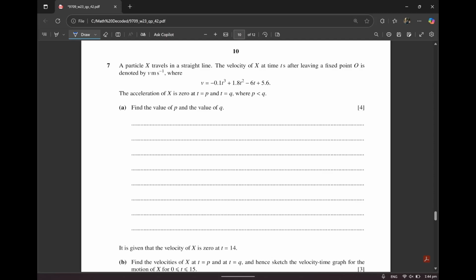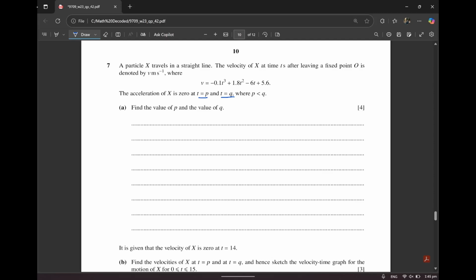Alright, moving on to question number 7. It says a particle x travels in a straight line. The velocity of x at time t seconds after leaving a fixed point O is denoted by v. The acceleration of x is 0 at t is equal to p and t is equal to q. Find the value of p and q.